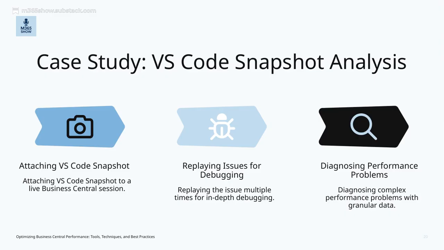Replaying issues is another key step. By reproducing the problem multiple times, we gain a deeper understanding of its nature and root causes. This iterative process helps us identify patterns or specific conditions that lead to performance bottlenecks.